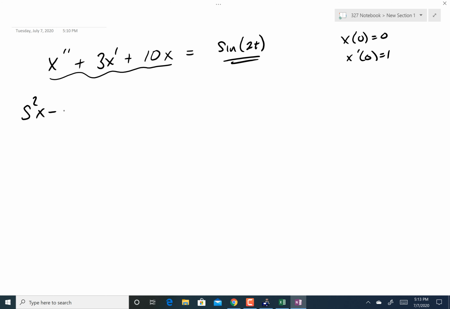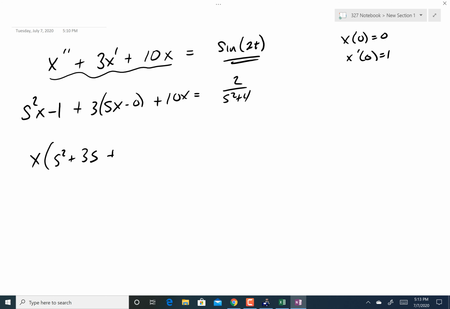Minus 0s minus 1, right? And then I'm going to have plus 3, it's sx minus 0 plus 10x equals, this is going to be 2 over s squared plus 4. So that's going to be, when you factor the x's out, you're going to be s squared plus 3s plus 10. Okay, now this is just going to be 3 times 0 is 0, so you have a minus 1 here, so add 1 to the other side. Divide by this guy.